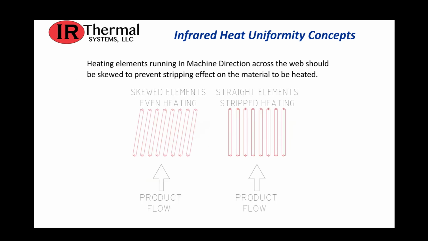So let's look at some uniformity concepts. Here we have heating elements running in the MD, or machine direction, across the web. And in such a case, we recommend that the heating elements are skewed so that as the web moves across, you don't get any striping or any inconsistency in the heating. So this we found also improves the product quality. So when we configure a heater this way, we always include skewed elements.